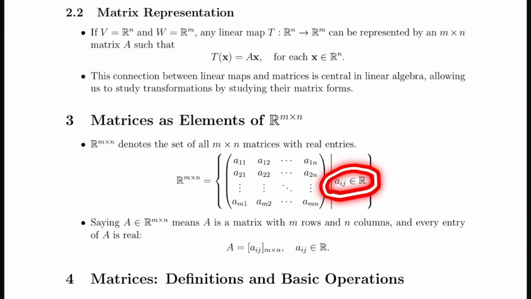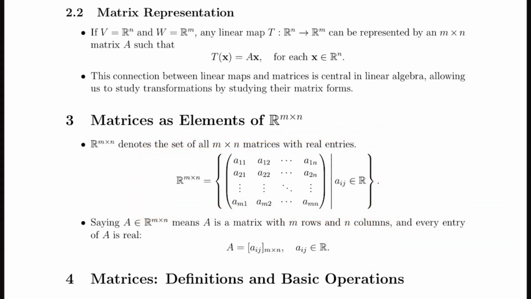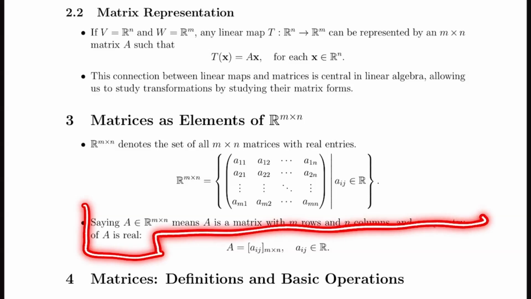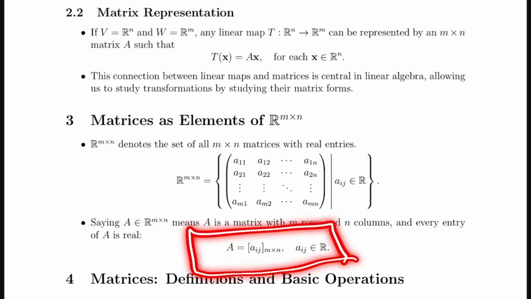Overall, you can write it in a compact way, a_ij, where i can be any number from 1 to m, and j can be any number from 1 to n. This is a compact mathematical way of explaining matrices. If you say A belongs to the space R^(m×n), where A is a matrix, you can write it this way too. In English, this expression, A belongs to R^(m×n), means A is a matrix with m rows and n columns, and every entry of A is a real number.